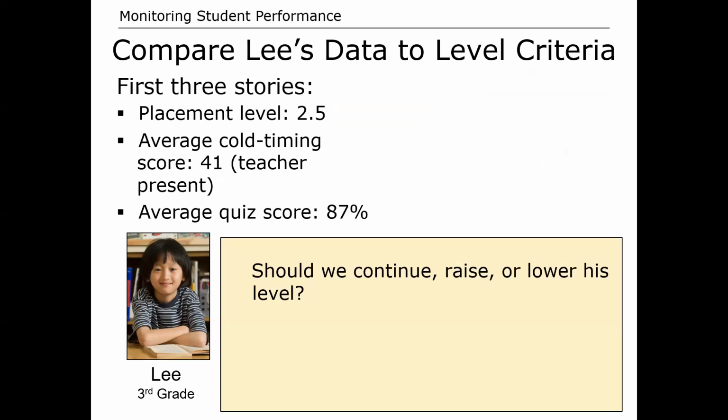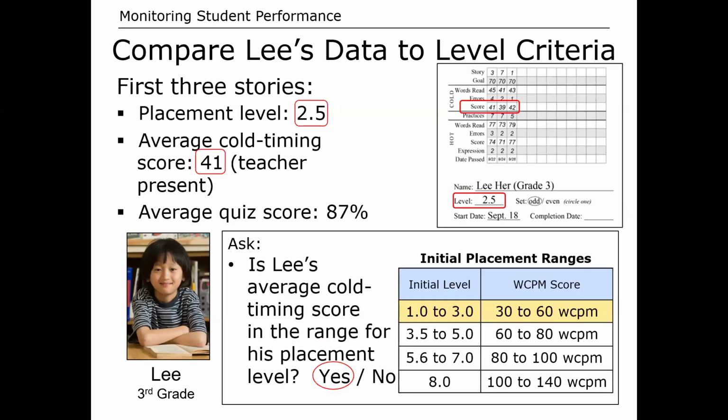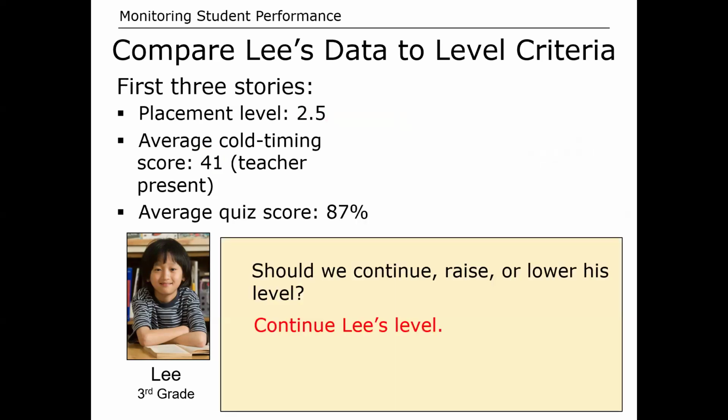His words correct per minute score is right within the range. On 2.5, he's reading 41. So if 41 was what he got on placement day, the placement packet would have suggested you put him in level 2.5. So I am going to continue Lee in level 2.5. Now, occasionally I have some people say, but he's doing so well on the quiz. Don't you think he could handle something a little harder? That is oftentimes the question I get.